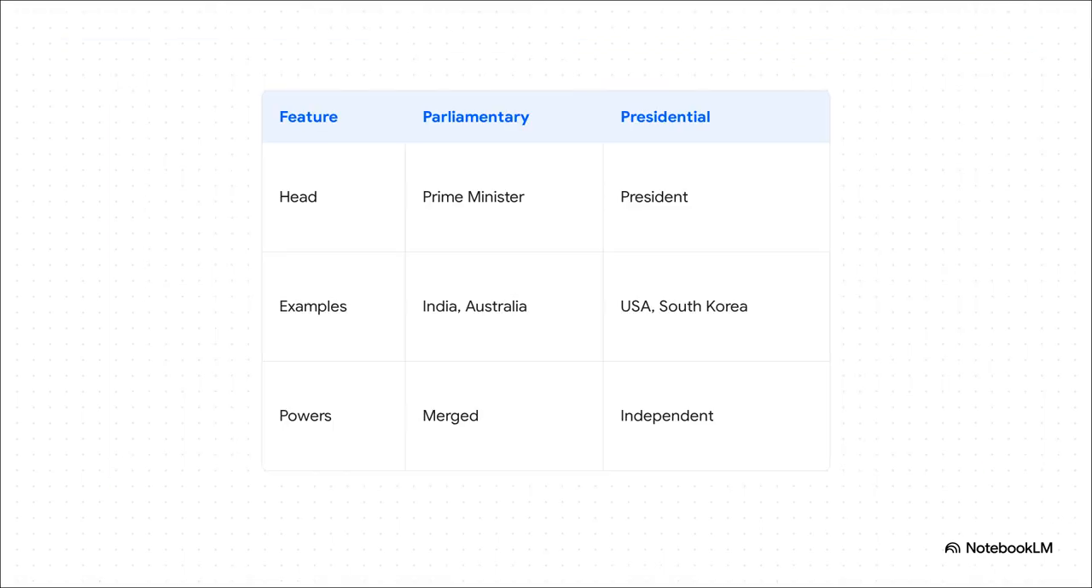And what's super fascinating is how these representative democracies actually divide up their power. You've got parliamentary systems, like in India and Australia, where the executive branch, led by a prime minister, is drawn directly out of the legislature. Then you have presidential systems, like the USA and South Korea, where the president is elected completely separately. This creates a really strict separation of powers between the executive and legislative branches. So, two entirely different architectures, but both built on those same democratic principles.